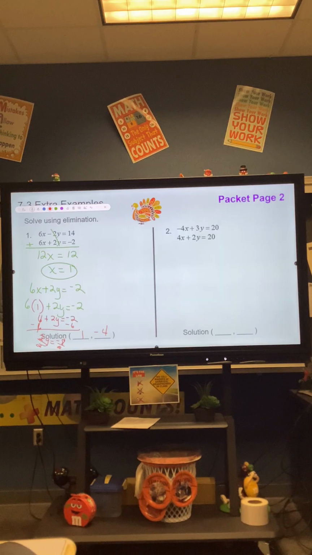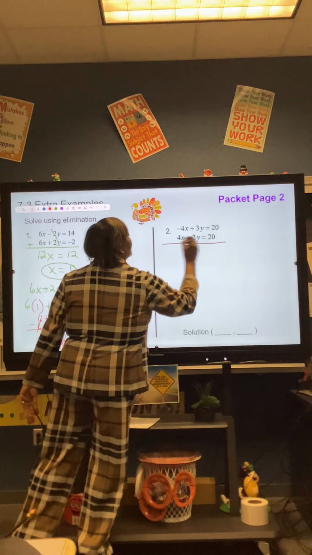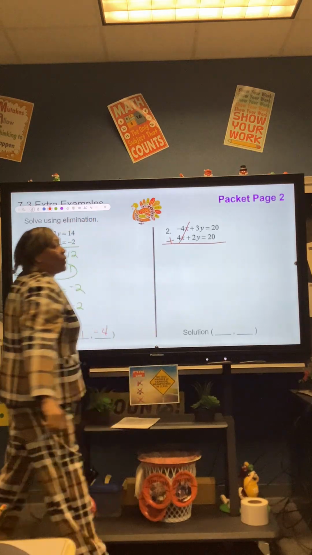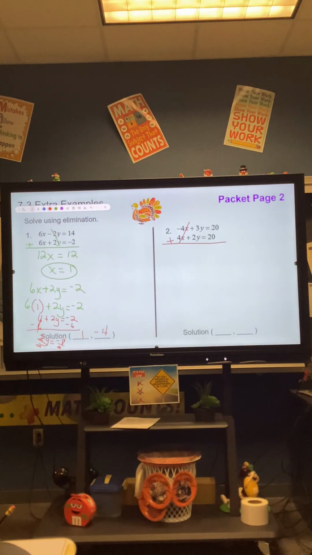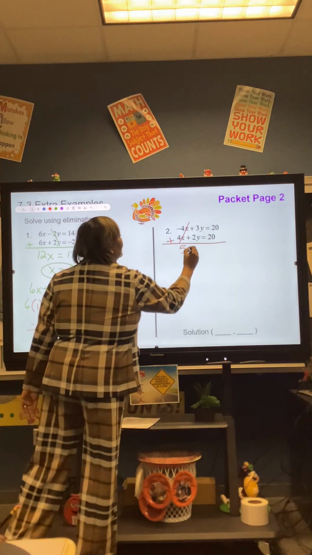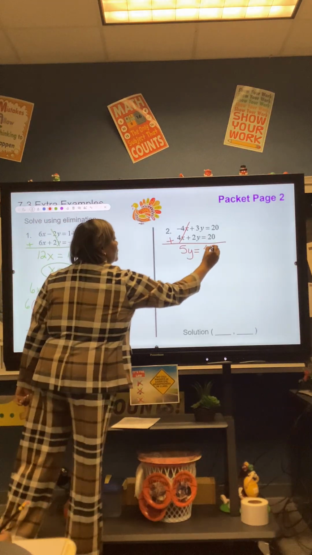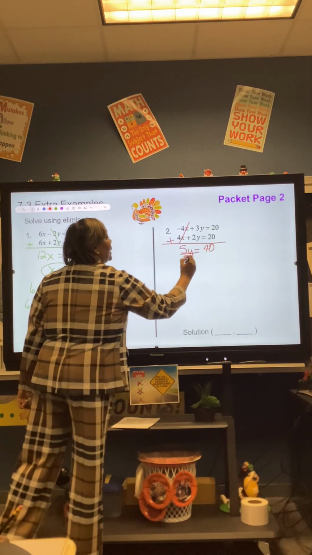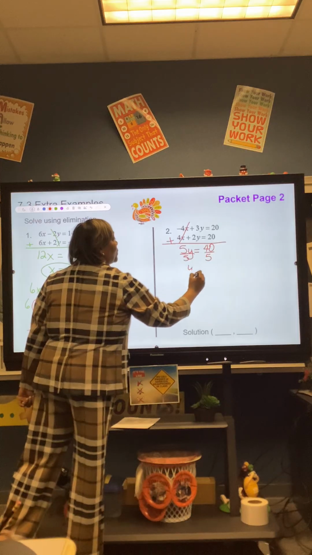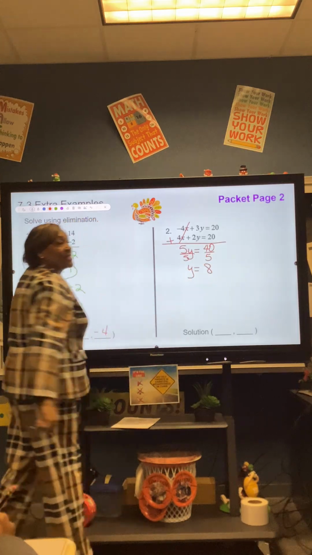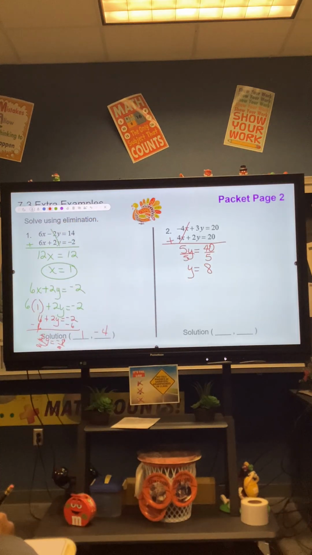All right, let's try number 2. Do we have a 0 pair? Who gets eliminated? The x. What do I get for y's? 3y plus 2y. 5y. 5y is equal to what? 40. I'm going to divide both sides by my leading coefficient. Y is going to be equal to what? 8. Notice that I solved for y this time, not x. Pay attention.